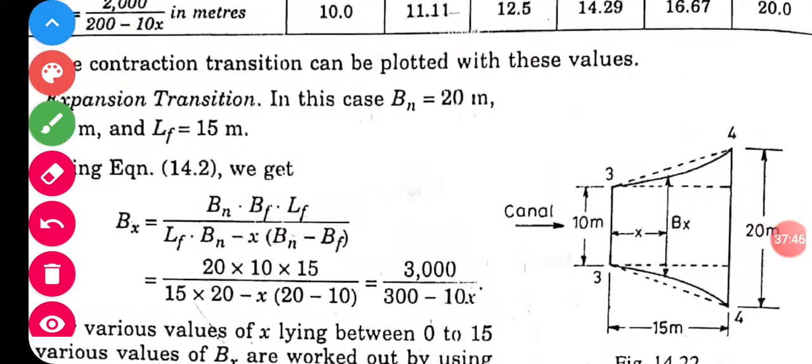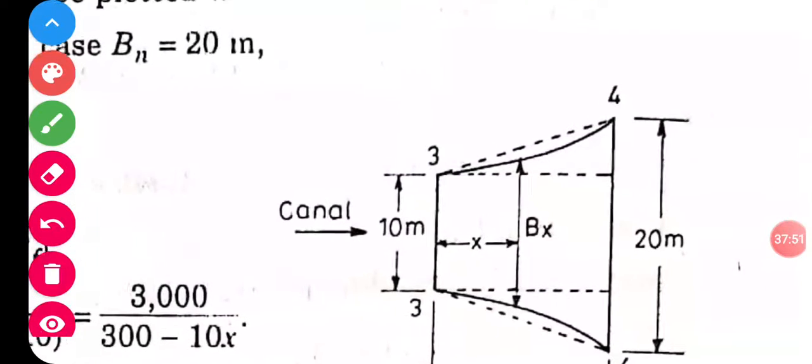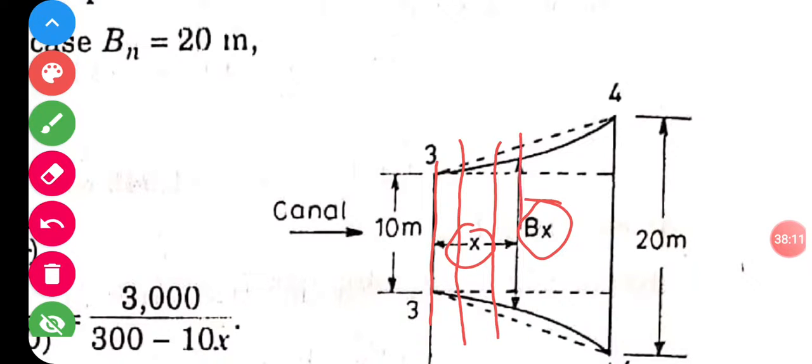Expansion means it is here, see this is expansion, that is from section 3.3 to 4.4. For this also, what you have to do is, at different x values find Bx. At 0 distance x, what is Bx, at 1 meter what is Bx, at 2 meter, at 3 meter, at 4 meter, at 5 meter, like that up to 15 meter you have to calculate.